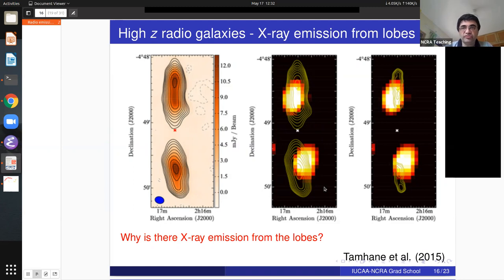Remember, this is a high redshift radio galaxy. I'll give you a hint: this galaxy is at a redshift of 1.3. If it were at a redshift of 0.1, you would not have seen the X-ray emission, which is curious because normally you would expect that for nearby objects you should be able to detect emission easily, and for far away objects it will be more difficult. But here I'm giving you a hint that it's the opposite. For this particular galaxy, if it were at redshift of 0.1, you would not have seen X-ray emission.